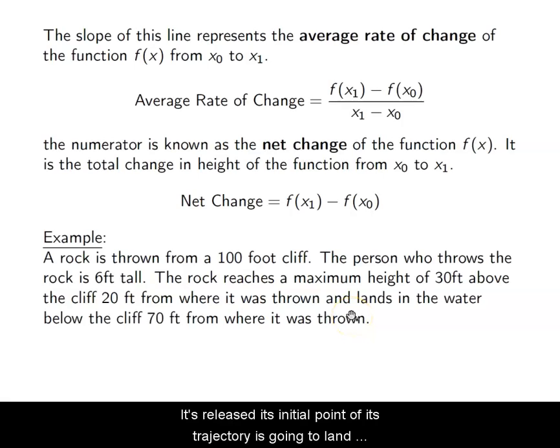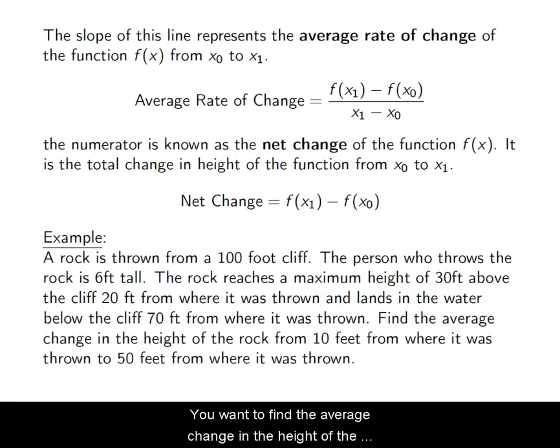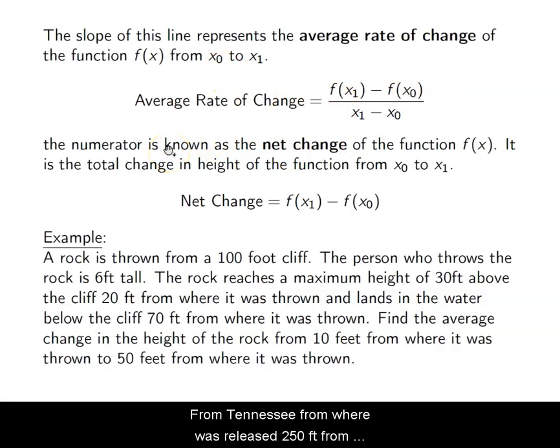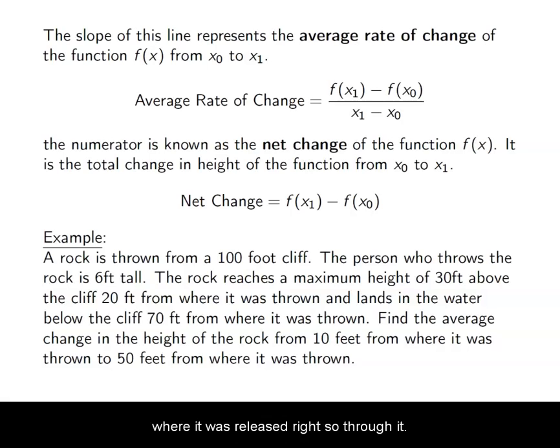Its initial point of its trajectory. It's going to land in the water below the cliff that's 70 feet from where it's thrown. We want to find the average change in the height of the rock, so average rate of change, from 10 feet from where it was released to 50 feet from where it was released. So that's one time reading through it.